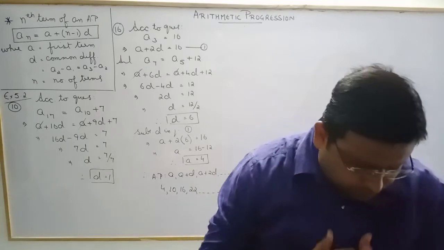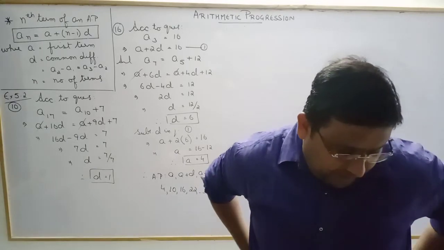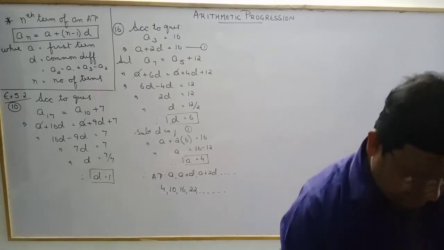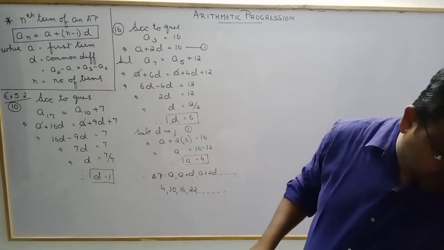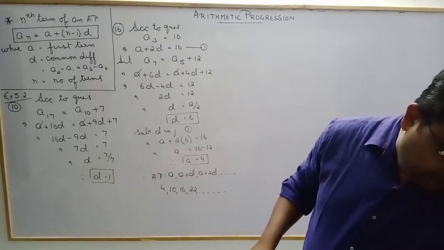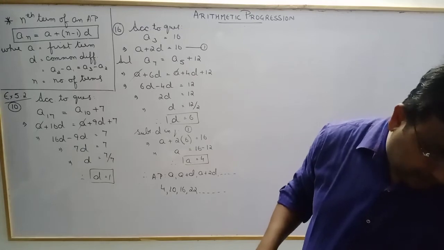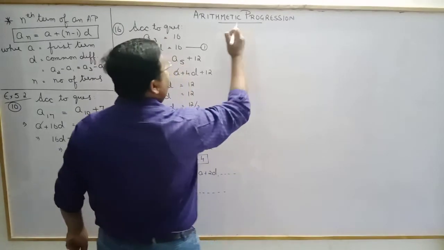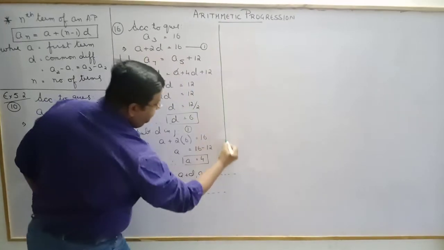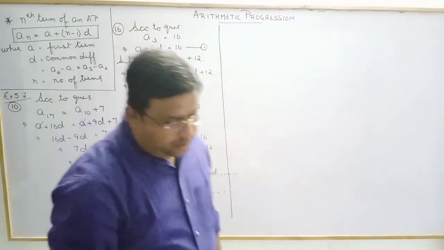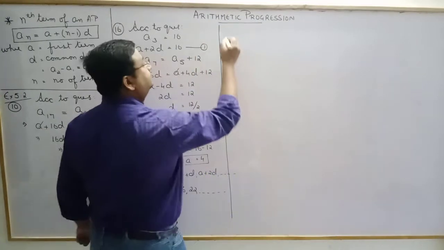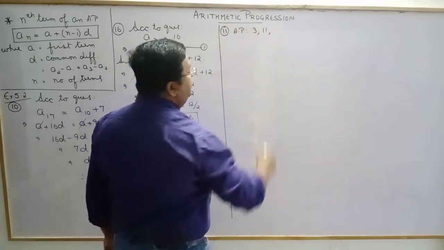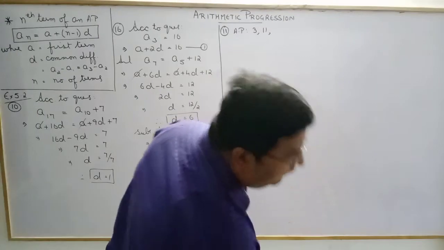Question number 11. Which term of the AP, this AP is given to us. We don't need to find the AP, the AP is given to us. Which term of the AP is 132 more than the 54th term? The AP given to us, I am talking about question number 11. The AP given to us is 3, 11, right? That's it? Yes, sorry, 3, 15.